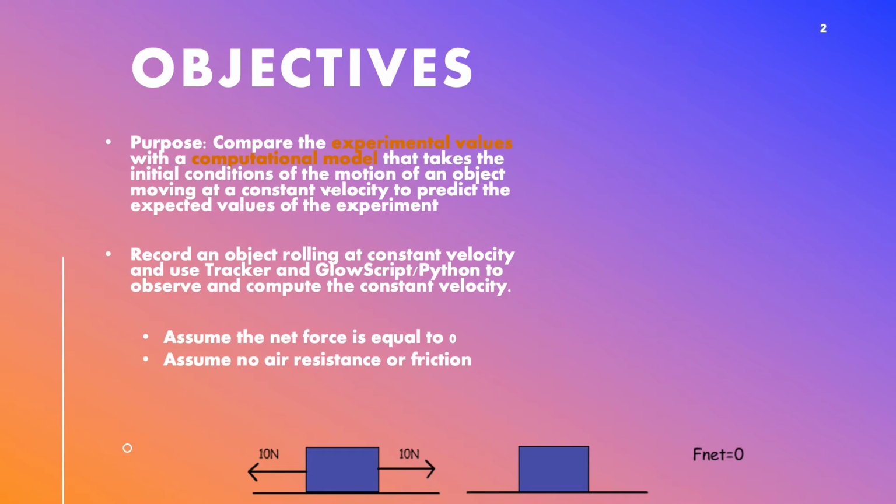To get started, the main objective of the experiment was to observe an object moving at a constant velocity and compare the experimental values with the computational model. In this case, we have a code that takes in the initial conditions of the motion of the object and predicts the expected outputs of the experiment. It is important to note that in this experiment, we assume that the net force is equal to 0 and there is no air resistance or friction acting on the object.